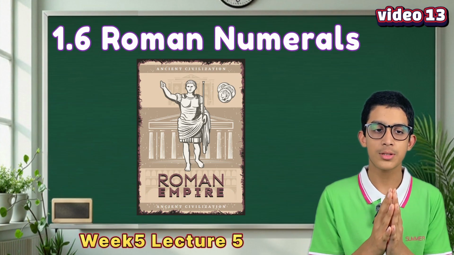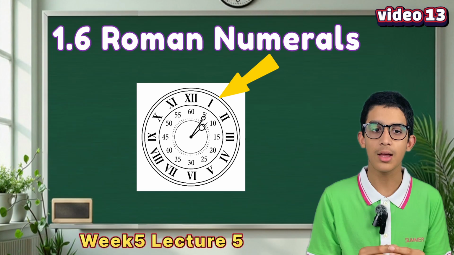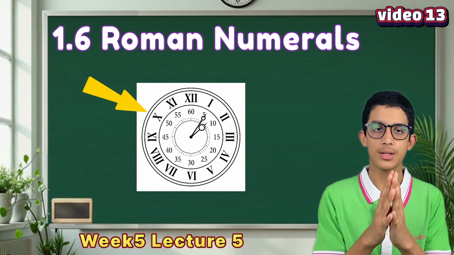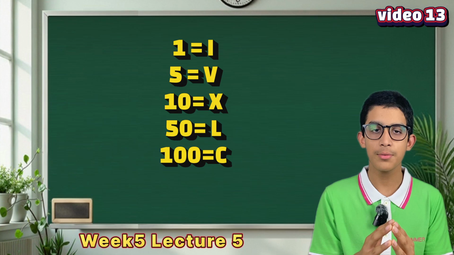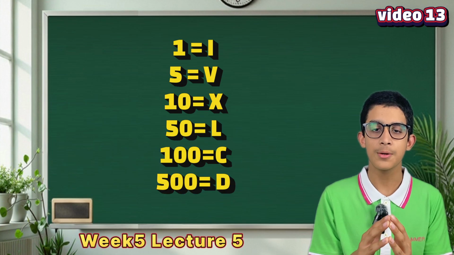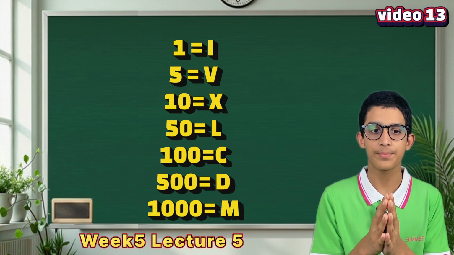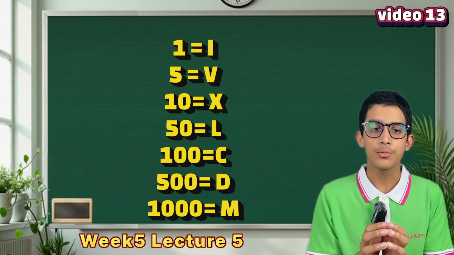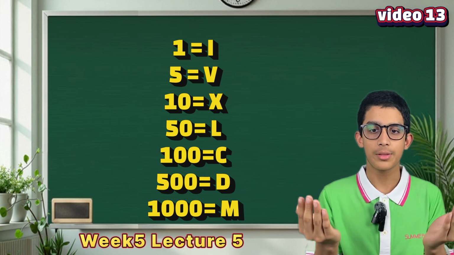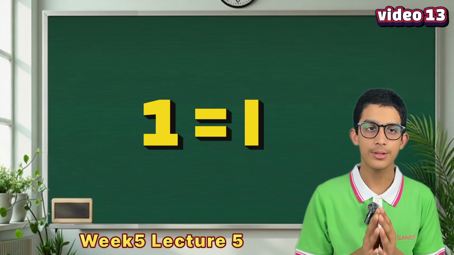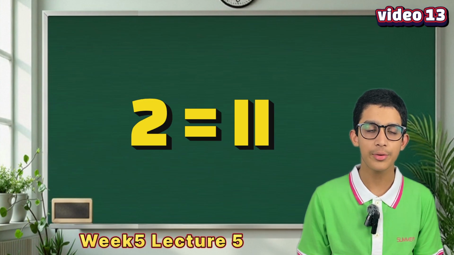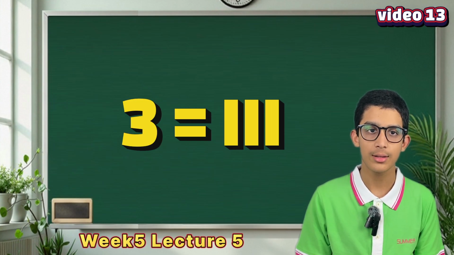Roman numerals are written as follows: 1 as I, 5 as V, 10 as X, 50 as L, 100 as C, 500 as D, and 1000 as M. We write Roman numerals as follows: 1 as I, 2 as II, and 3 as III.